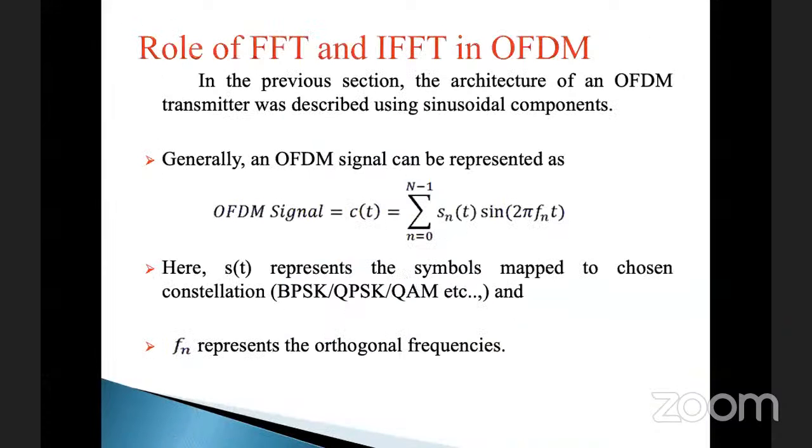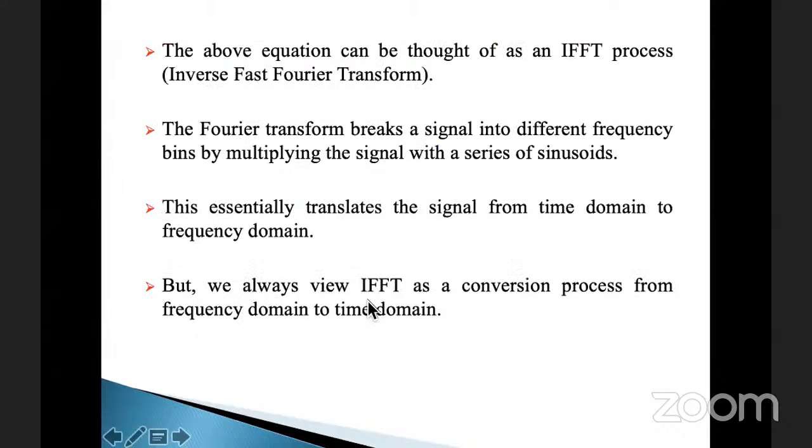So this OFDM signal we can represent as your data stream multiplied by a carrier, sine 2 pi fn of t, right? So this can be easily represented using your known principles of Fourier transforms. We know very well that Fourier transforms break a signal into different frequency bins by multiplying the signal with a series of sinusoids.